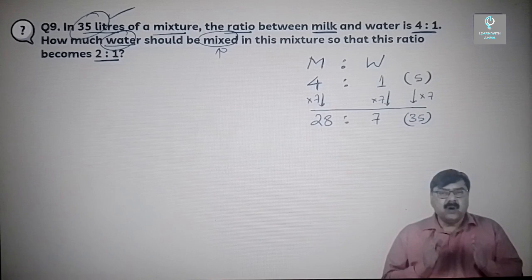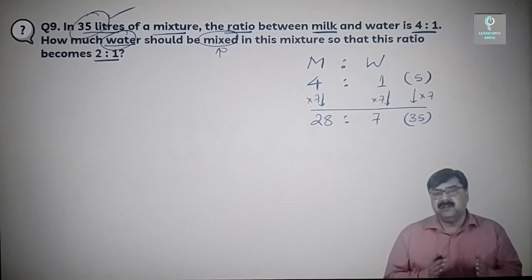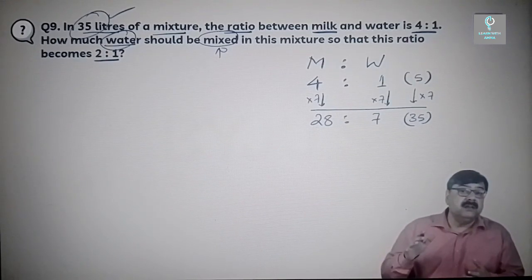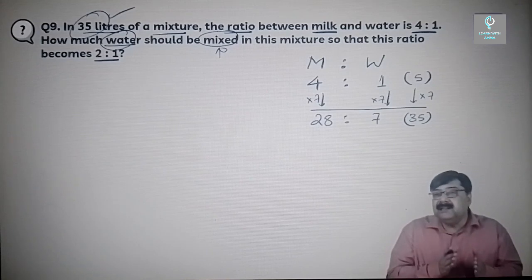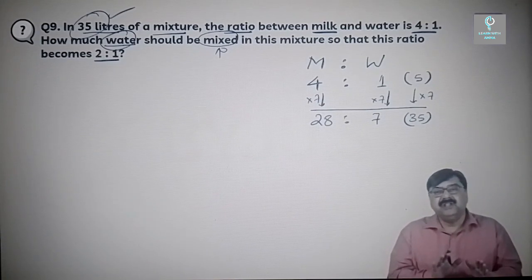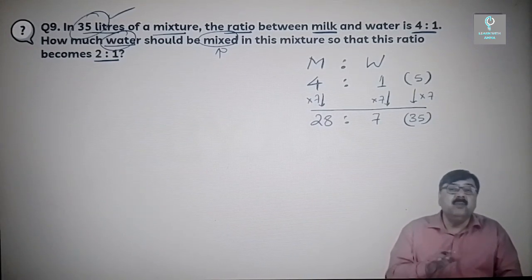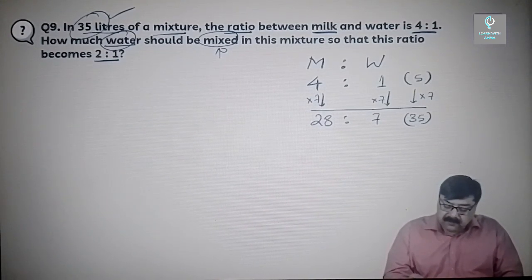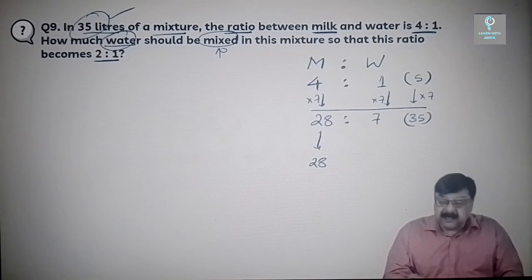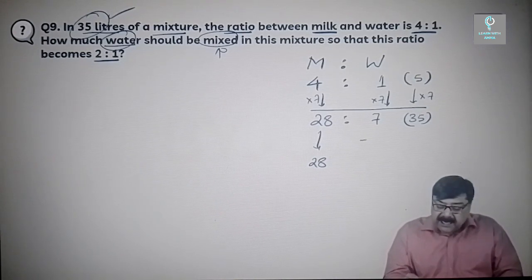Which means the quantity of milk in this mixture, even on adding more water, the quantity of pure milk in this mixture will remain unchanged. You're not adding or removing milk from this mixture. You're just adding more water. So the amount of milk here will remain the same, that is 28. But you are adding some amount of water here. After that, the ratio should become 2:1.